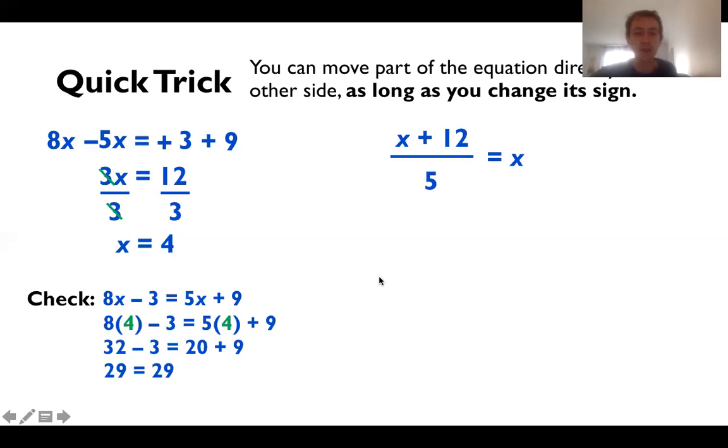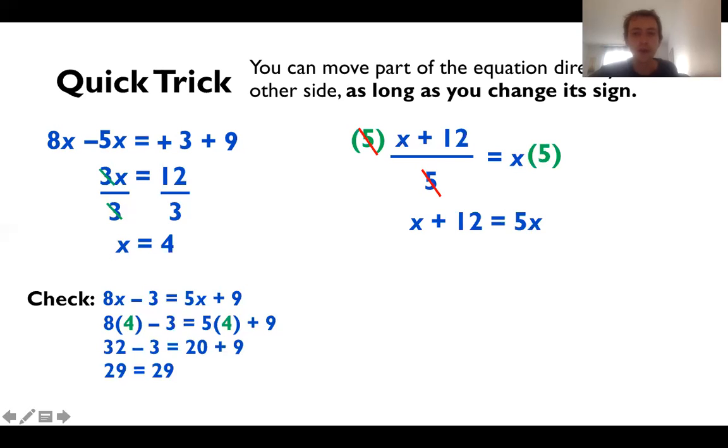Here's one more example. First of all, I don't like seeing divisions. So let's multiply both sides by 5. That'll immediately get rid of that bottom denominator. So the 5's on the left cancel. This means I've now got x plus 12 equals 5 times x, which is 5x.